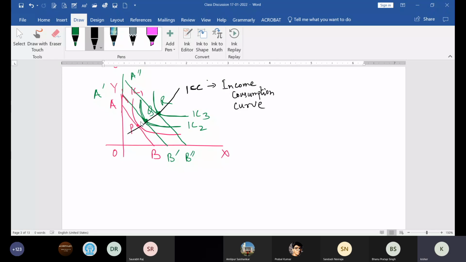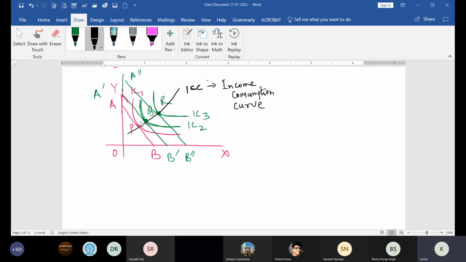C.L. Engel, one German statistician in the 19th century, was working extensively during his period, 1821 to 1896. He was doing extensive work on the relationship between consumers' income and quantity purchased. Now, what is happening here?